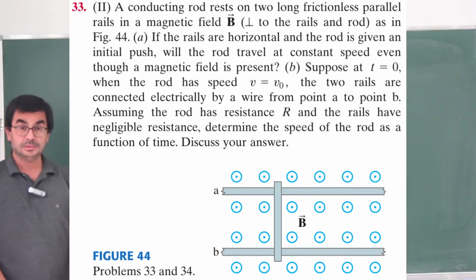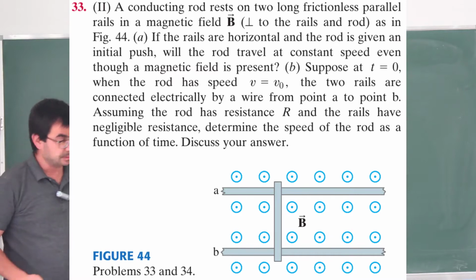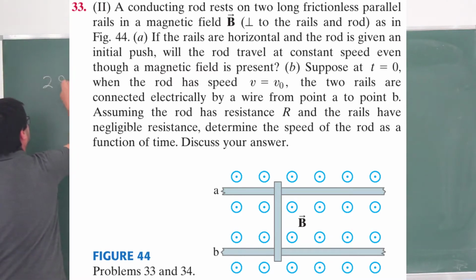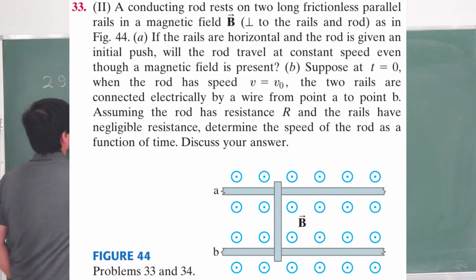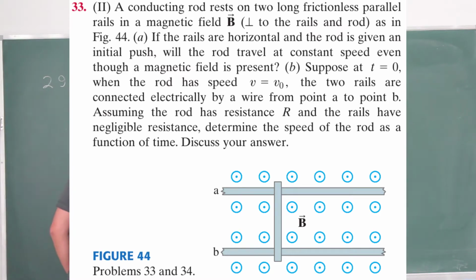Okay. So this is problem 33 from chapter 29. In this problem, we have two parallel rails, and resting on these two rails is a conducting rod. And we have some uniform magnetic field that's pointing towards us, and the rails and the rod are perpendicular to the magnetic field.